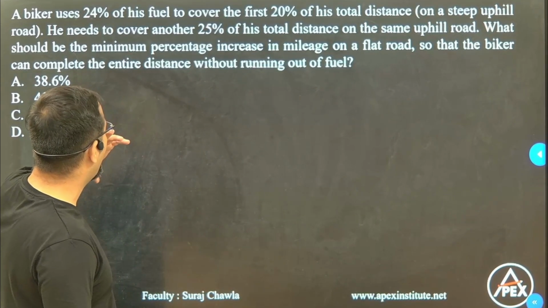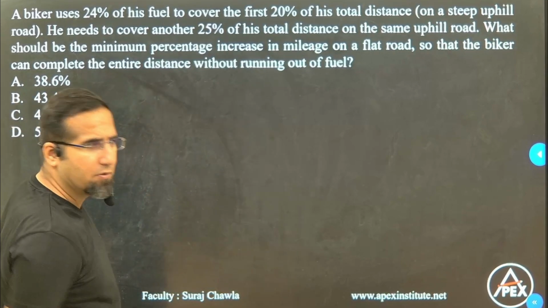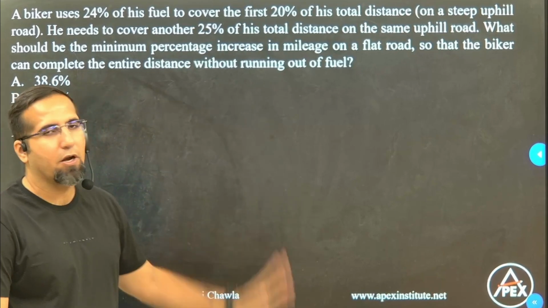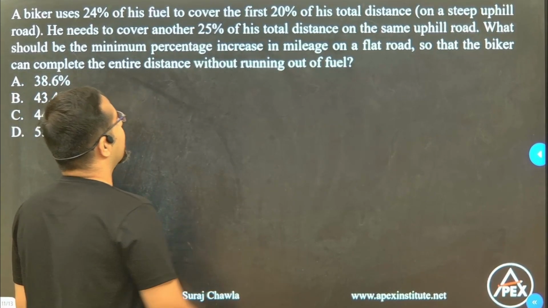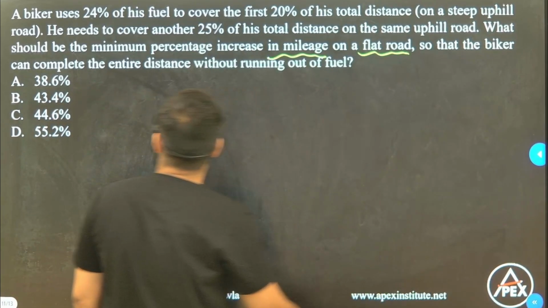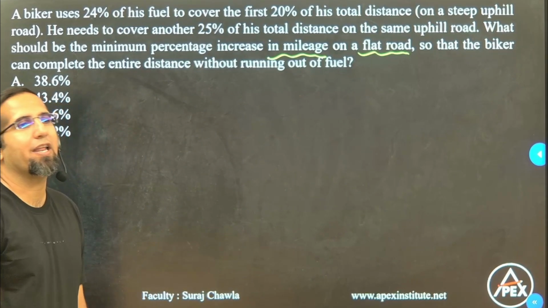A biker uses 24% of his fuel to cover the first 20% of his journey on a steep uphill. Okay? He needs to cover another 25% on the same uphill road. What should be the minimum percentage increase in the mileage on a flat road so that the biker can complete the entire distance without running out of fuel?